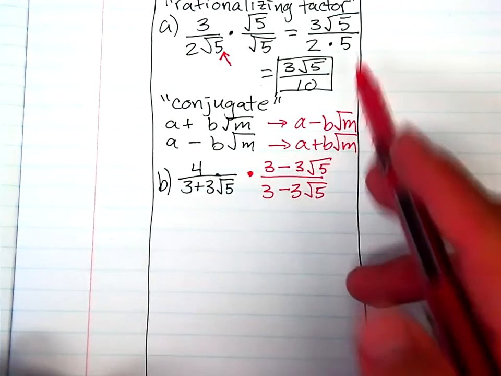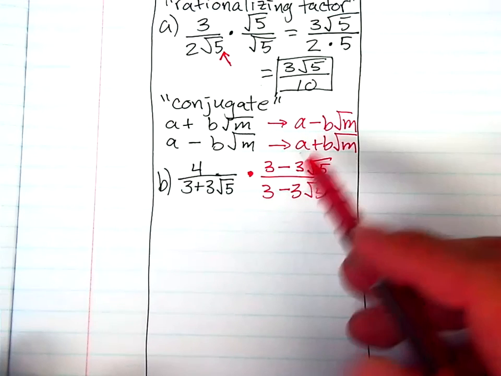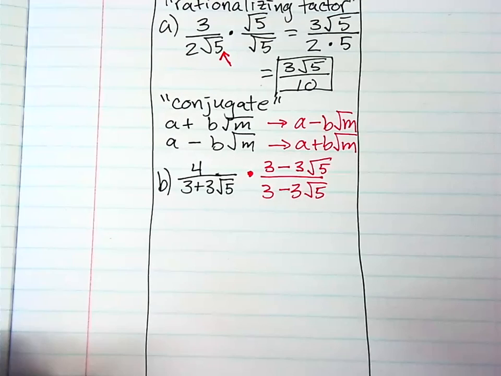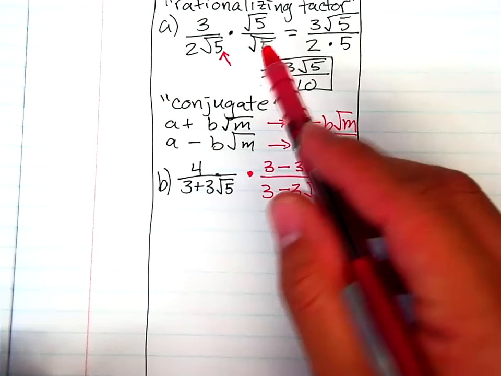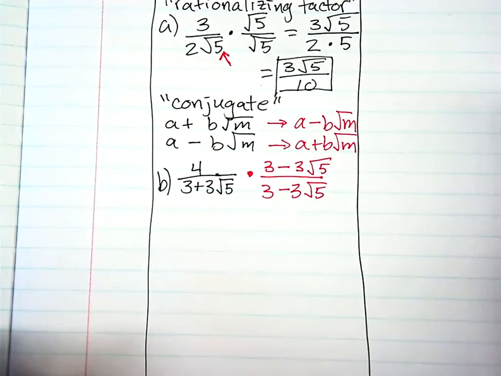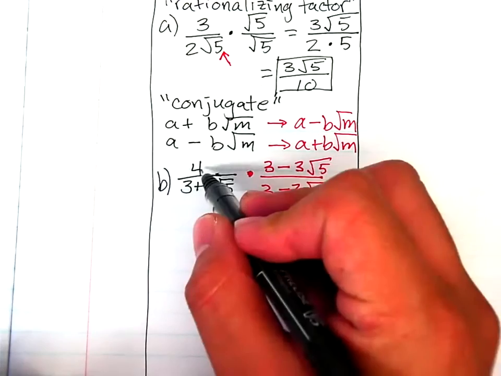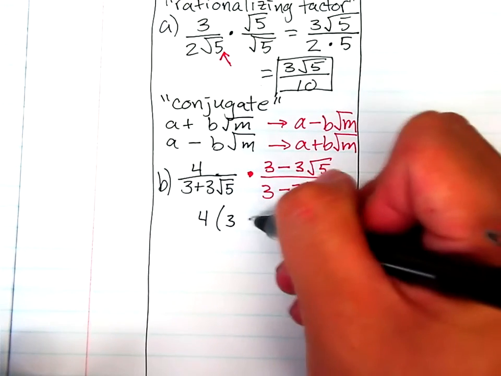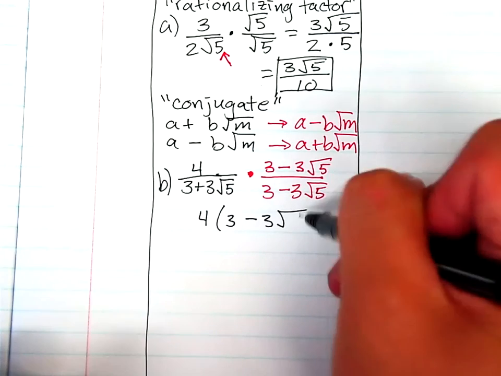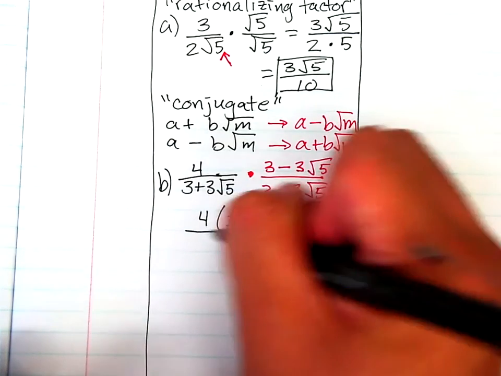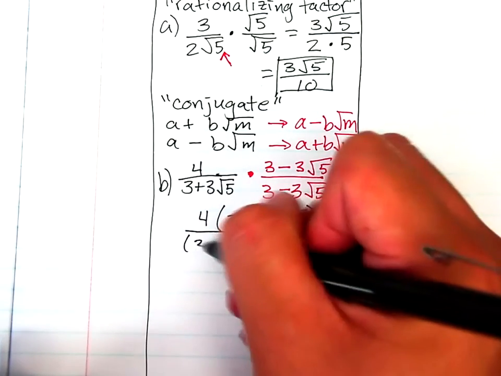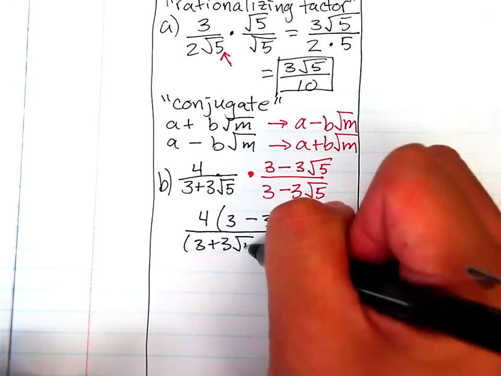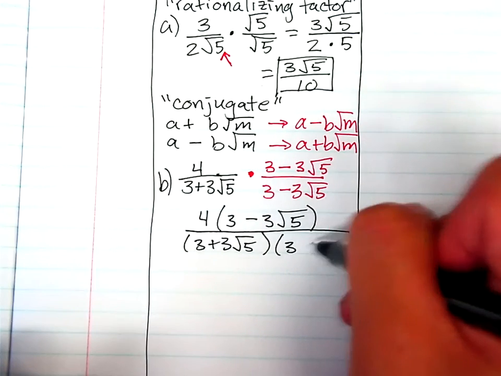Just like in the first example up here, the whole purpose of multiplying by a rationalizing factor or a conjugate is to get rid of the radical in the denominator. So here we're going to get 4 times 3, but let's go ahead and write it all out. 4 times 3 minus 3 radical 5, the whole quantity. On the bottom, we get 3 plus 3 radical 5 times 3 minus 3 radical 5.